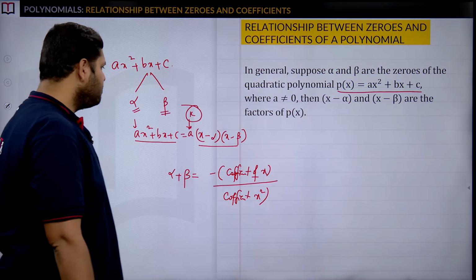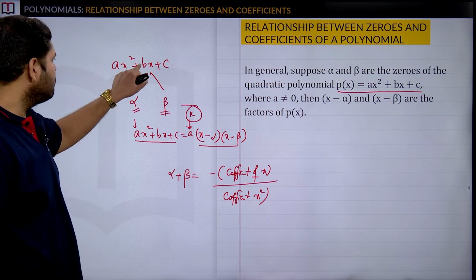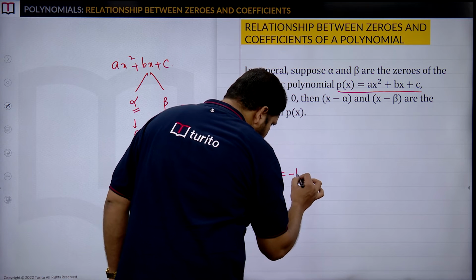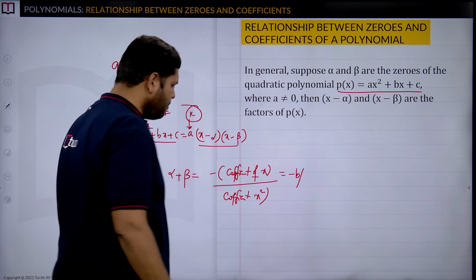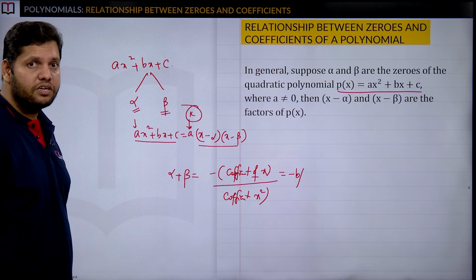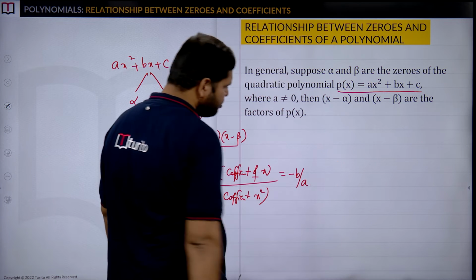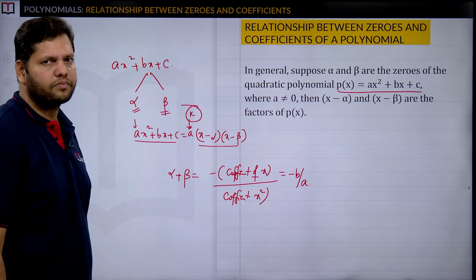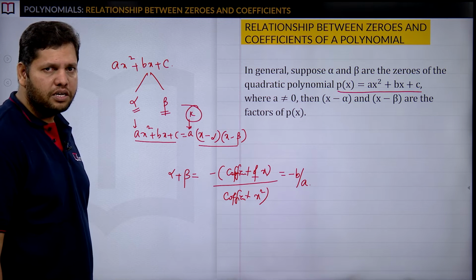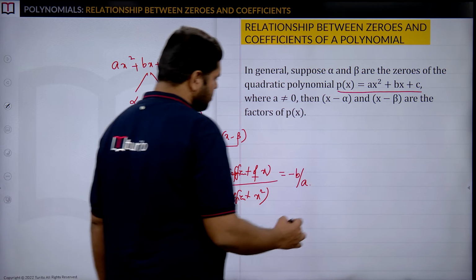But children, from the polynomial expression, can you tell me what is the coefficient of x? The coefficient of x is b. So we can write this relationship as minus b divided by the x square coefficient. Here a is the x square coefficient. So we can write minus b by a. So the sum of the zeros, that is alpha plus beta, is minus b by a.